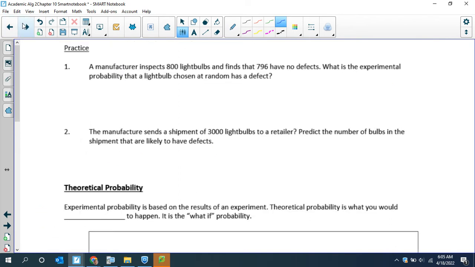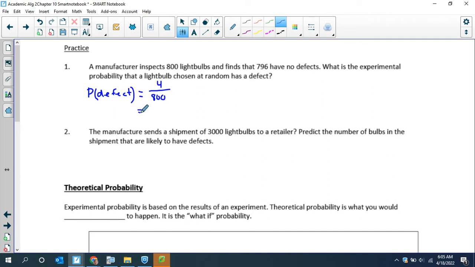All right, as we go to some practice here, it says a manufacturer inspects 800 light bulbs and finds that 796 have no defects. What is the experimental probability that a light bulb chosen at random has a defect? So anytime we do probability, we write this P for probability. We're trying to find the probability of a defect. So 796 of them had no defects, which means 4 out of the 800 had a defect. So we write 4 out of 800.